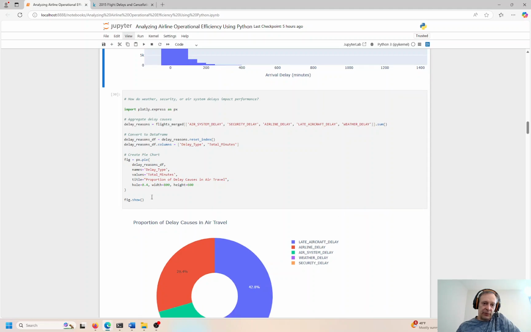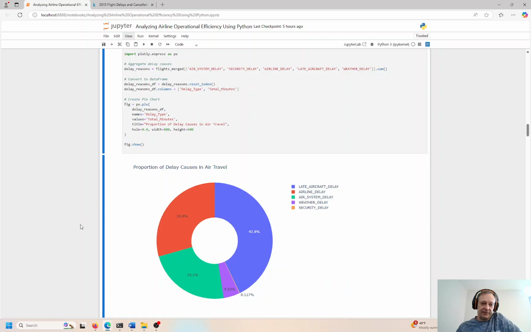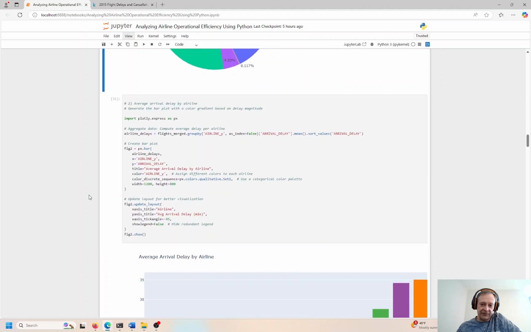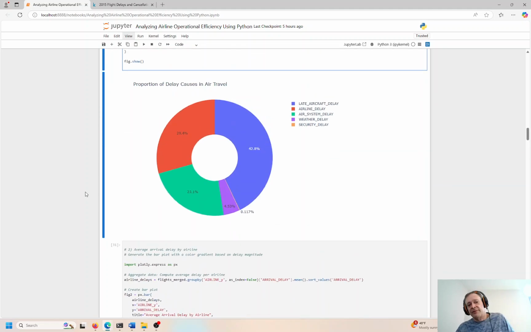So how do weather and security and air systems impact performance? Let's refresh this. I mean, you can already see the chart. I'm just refreshing to show you that the code actually works. Otherwise, you can see these charts out there. Everything works. I'm just running it in real time so you know I didn't copy and paste some picture and superimpose it. All the code is in full working fashion here, and it's 100% correct. All right.